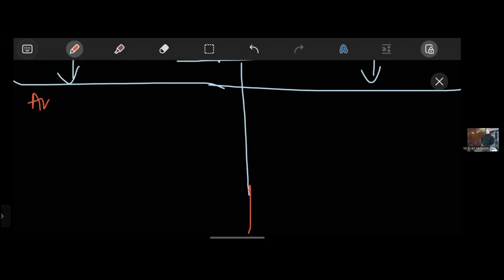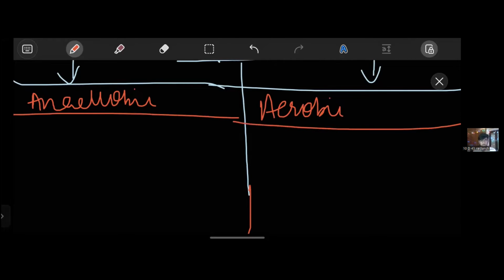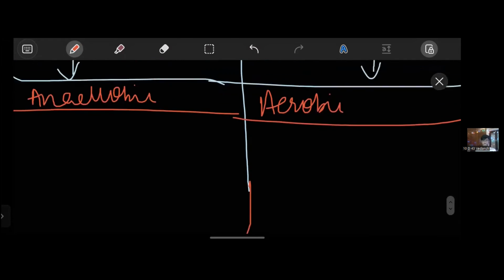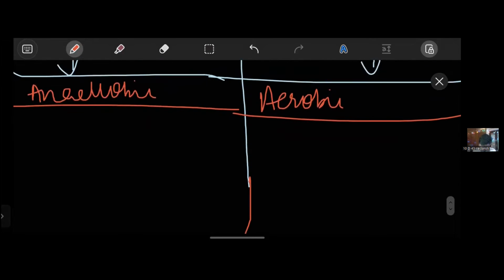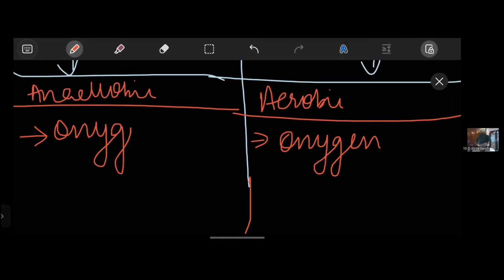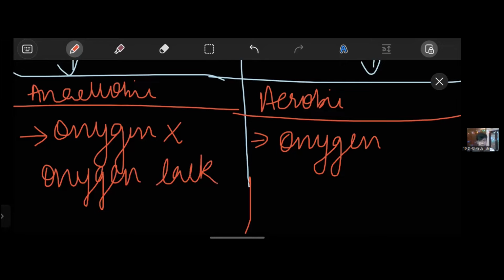First is anaerobic. Second is aerobic. Now, you may ask, what is the difference between aerobic and anaerobic respiration? See, aerobic means respiration which occurs in the presence of oxygen. Oxygen ki presence mein ye hoga. Whereas anaerobic means oxygen ka presence nahi hoga. Aur oxygen lack mein hoga. Oxygen lack. Theek hai? That is the basic difference.